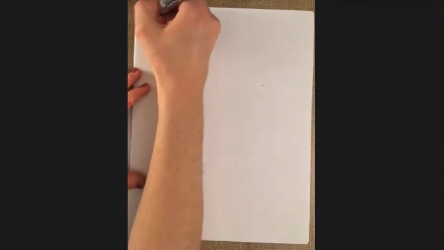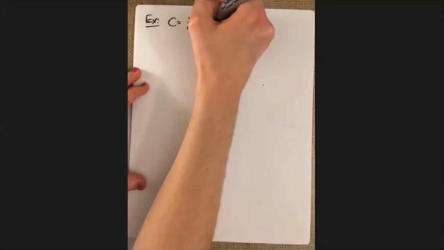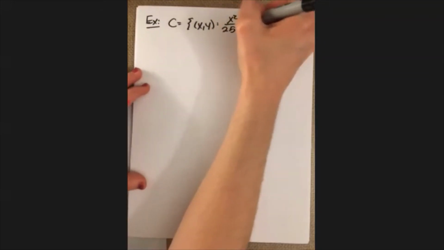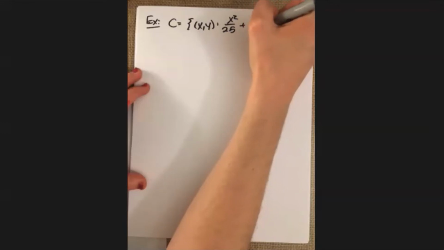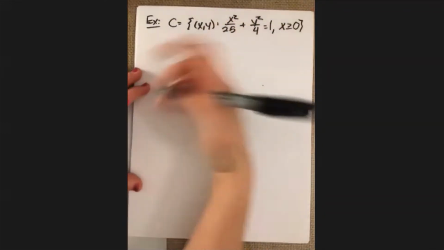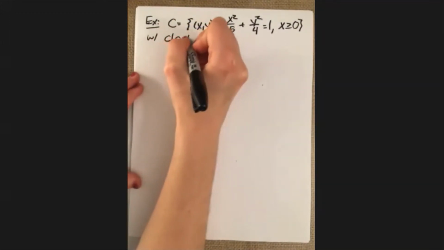Another popular one is going to be ellipses and circles and stuff like that. And so I wanted to do an example with an ellipse in this case. So our curve is equal to the set of x, y, such that x squared over 25 plus y squared over 4 is equal to 1. And we're going to do the part where x is greater than or equal to 0, and we're going to have clockwise orientation.